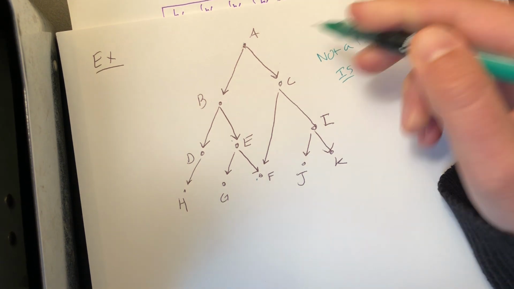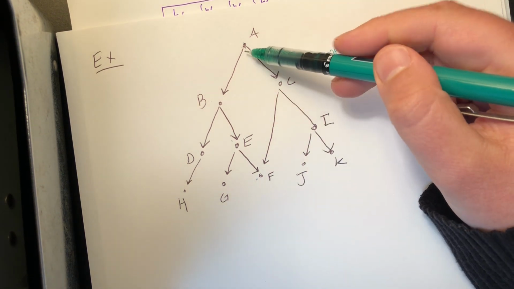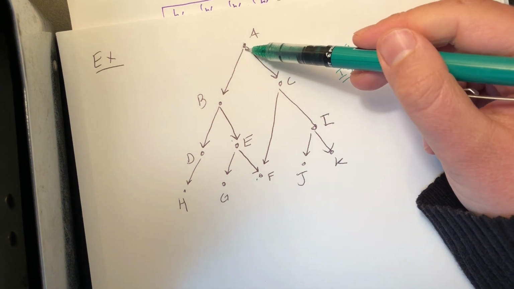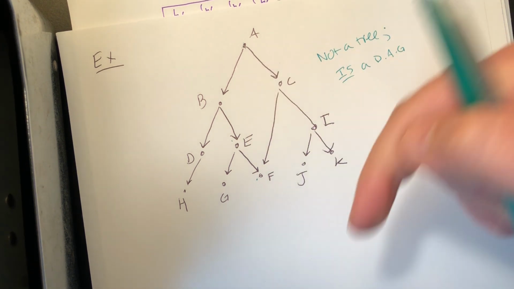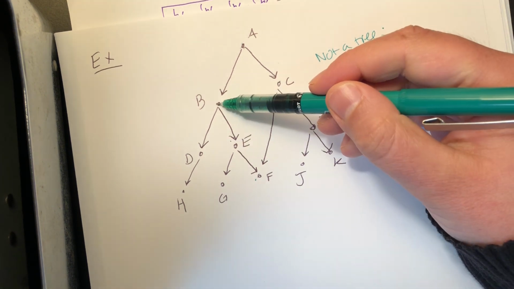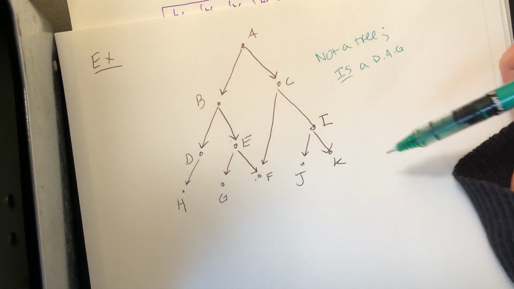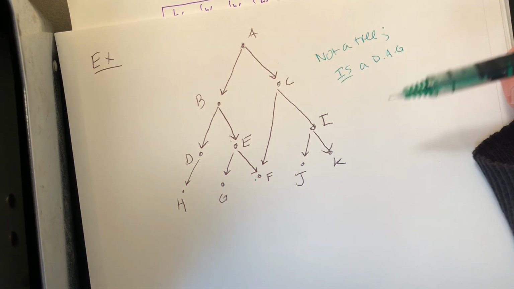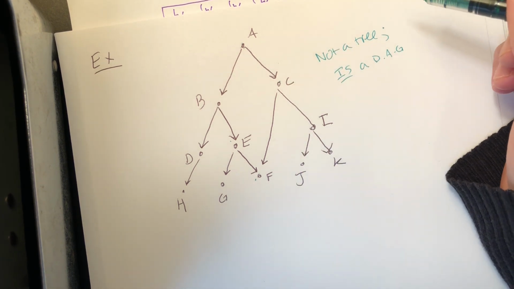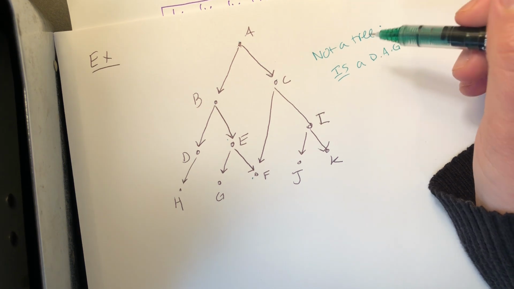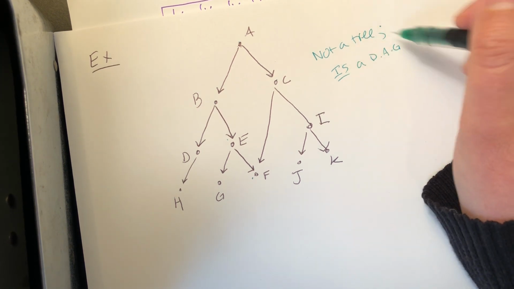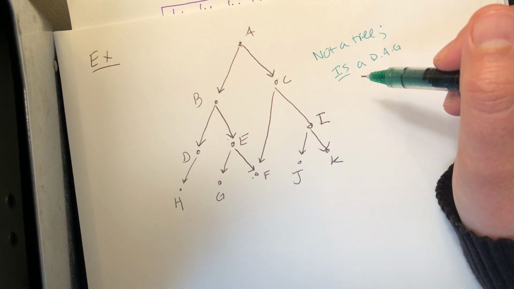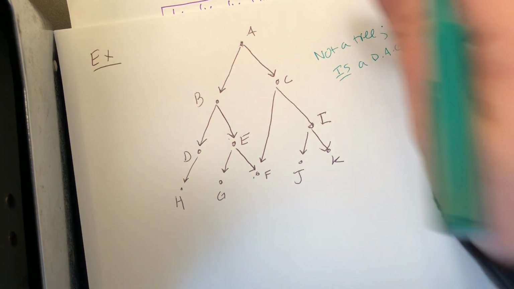because there's no directed cycles, right? If you start at A, you can never come back to A because all of your arrows are pointing down. Similarly, if you start at B, you can never come back to B. No matter where you start, if you're following out arrows, you can never come back up again. So this is a directed acyclic graph. All right, so you can be a directed acyclic graph without being a tree, but you can't be a tree without being a directed acyclic graph.